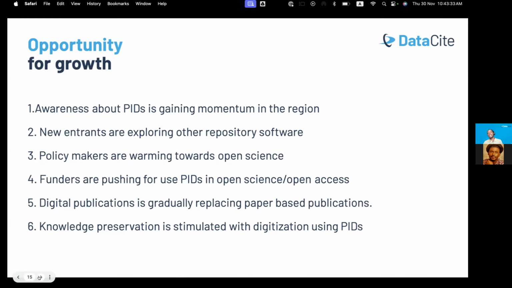And we could see that the number of countries that have adopted open science has increased beyond what we had in the UNESCO data that I shared earlier. We have more countries that are coming up. And funders are pushing for the use of PIDs in open science or open access. Funders are saying, we want to see, give us a link to your research output. Digital publication is gradually replacing paper-based publications.